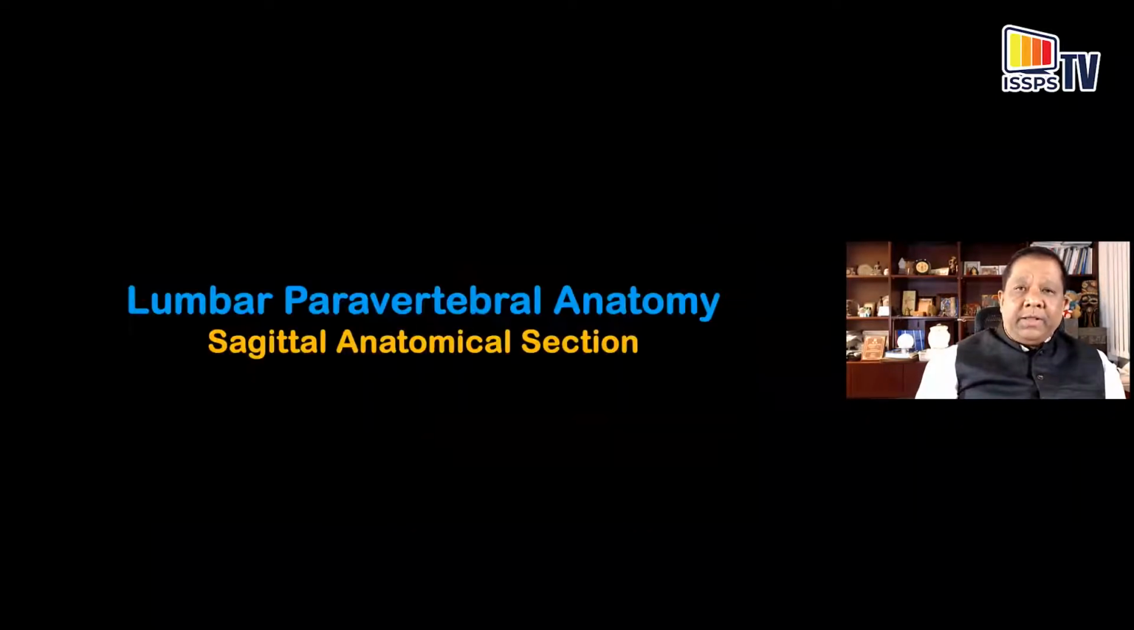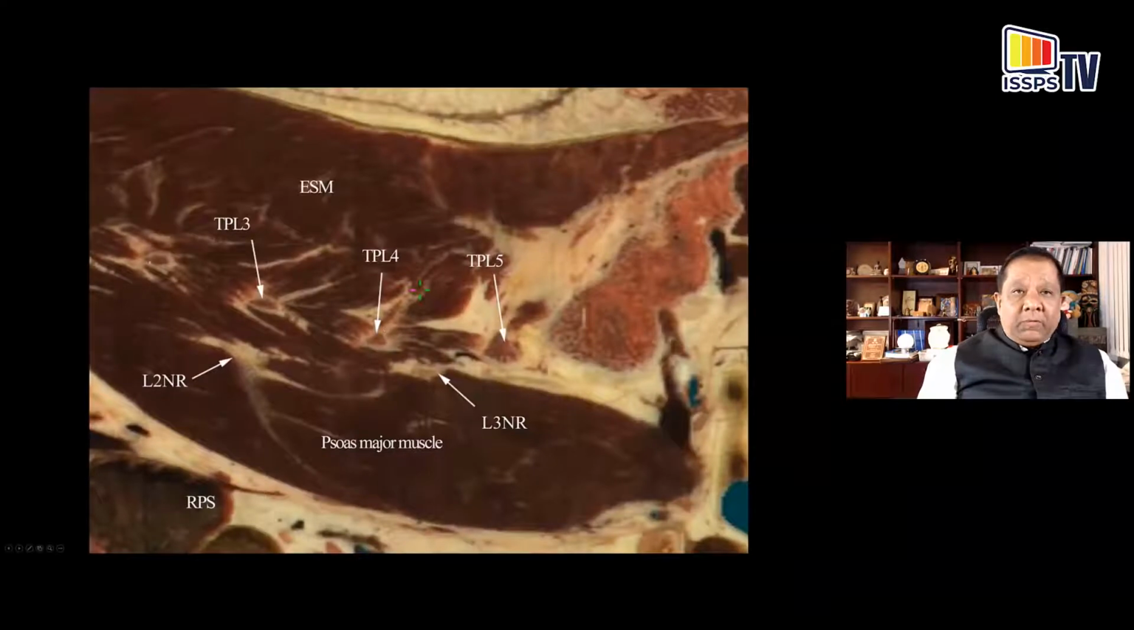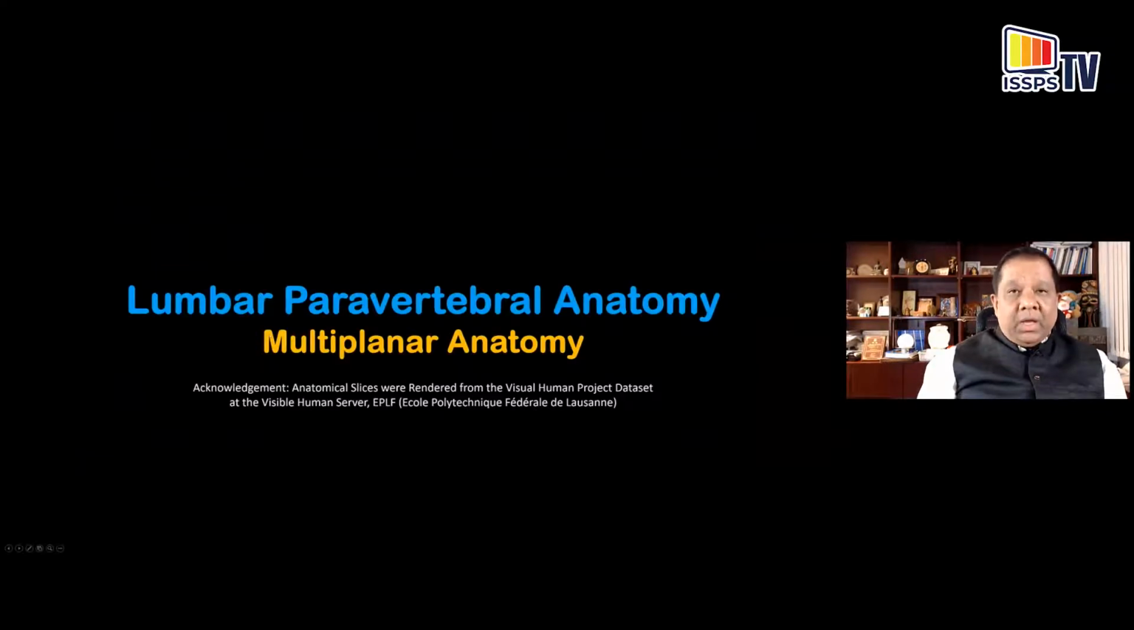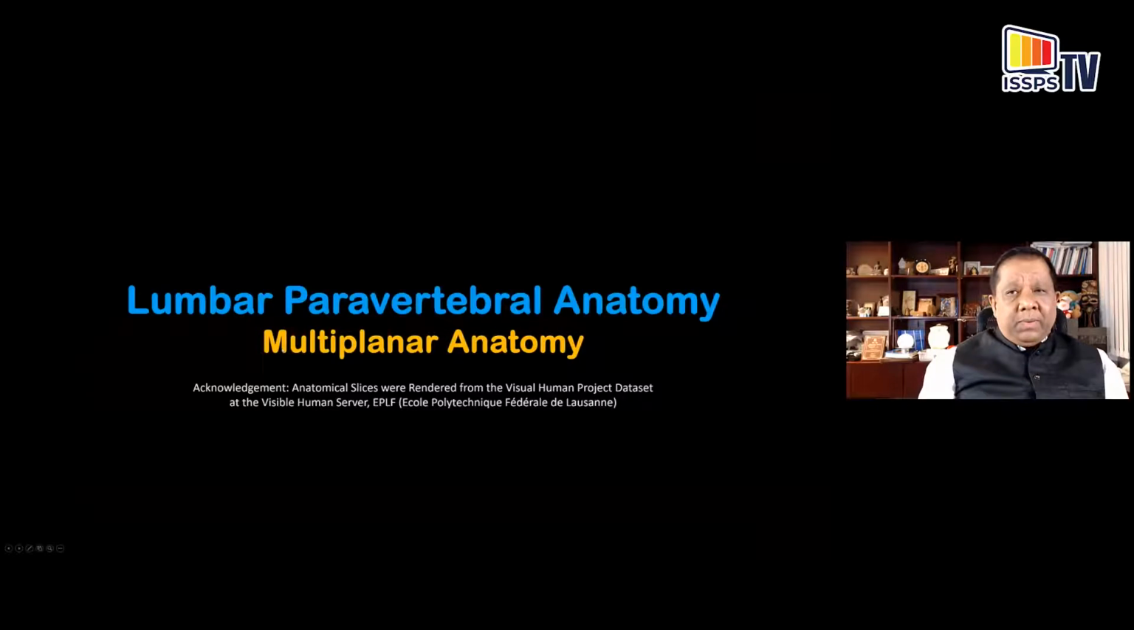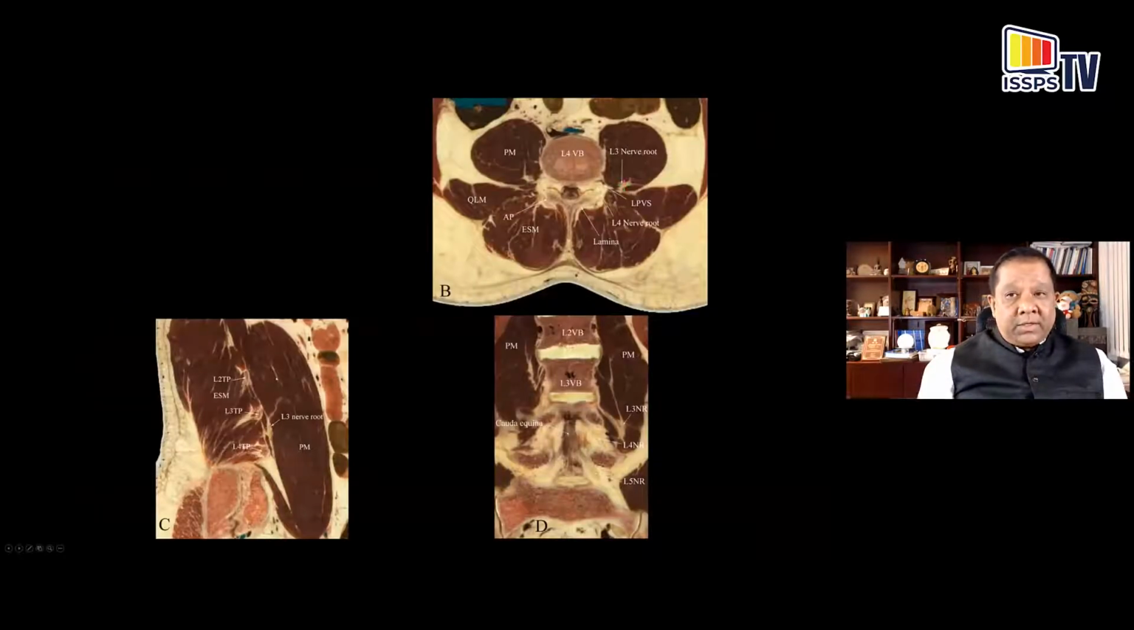Also, you will see here in this sagittal scan, we can perform a scan to look for the psoas muscle. This is a sagittal anatomical section going through the various transverse processes and the sacrum. These are indeed the transverse cross sections of the transverse processes, and you can see the plexus nerves are within the musculature, within the posterior part of the psoas musculature. So multiplanar anatomy can also be useful in understanding the anatomy.